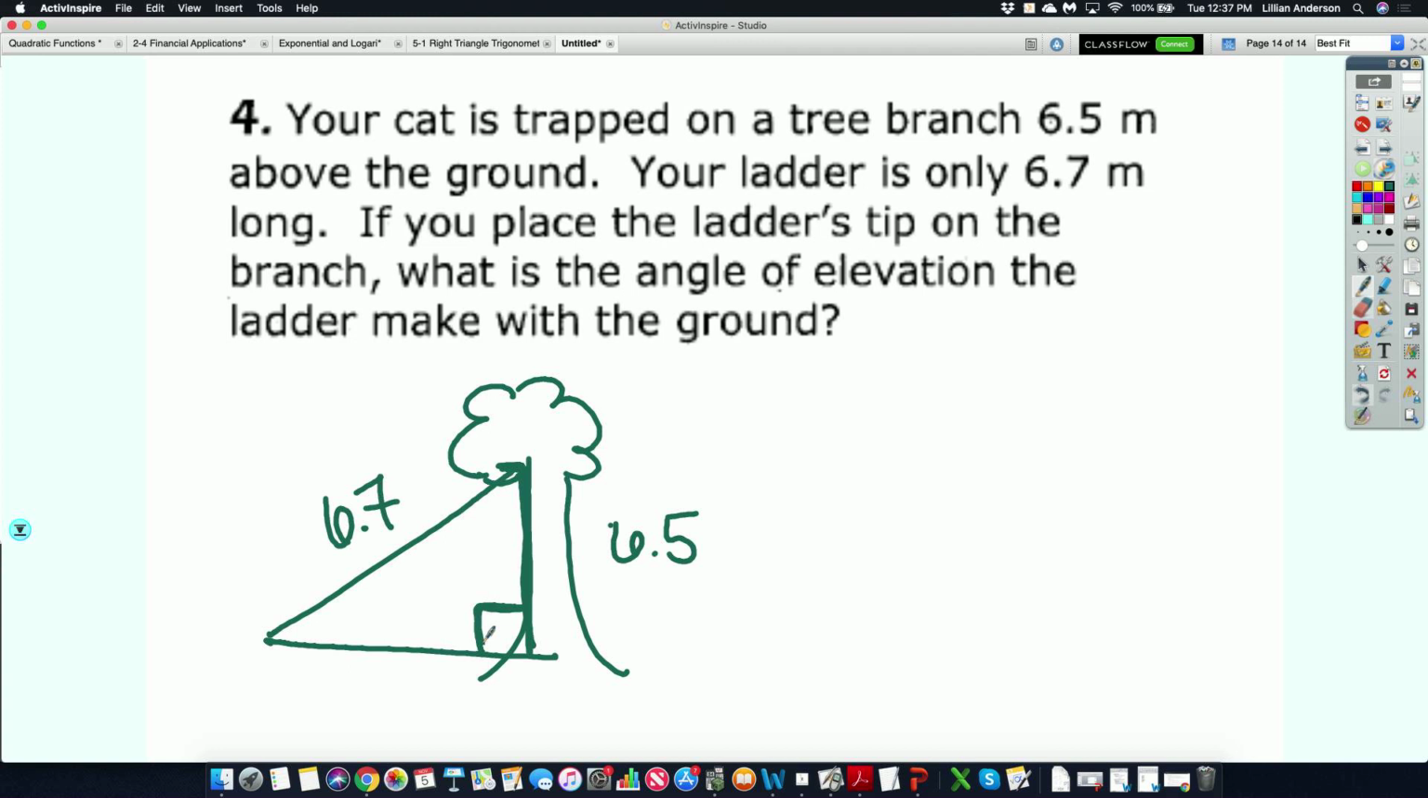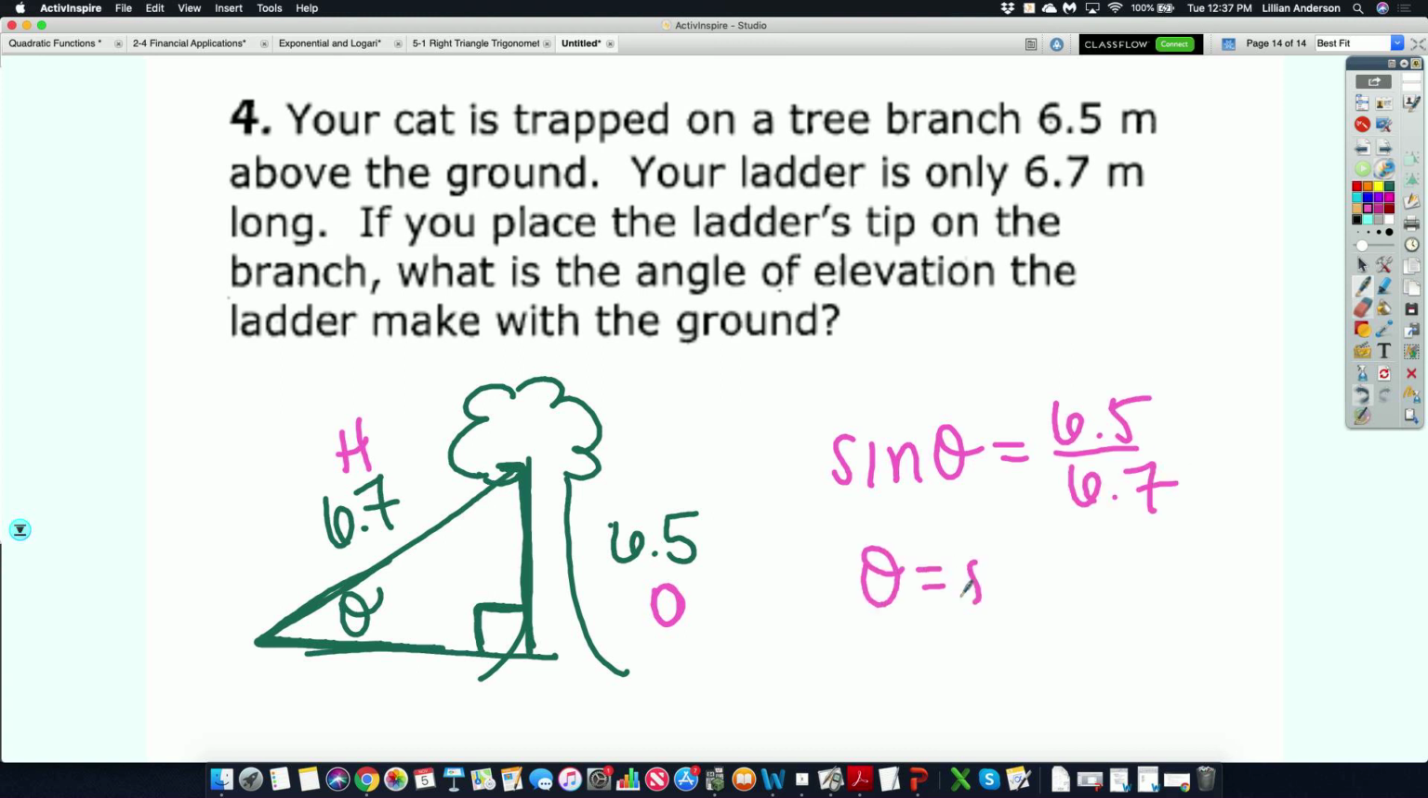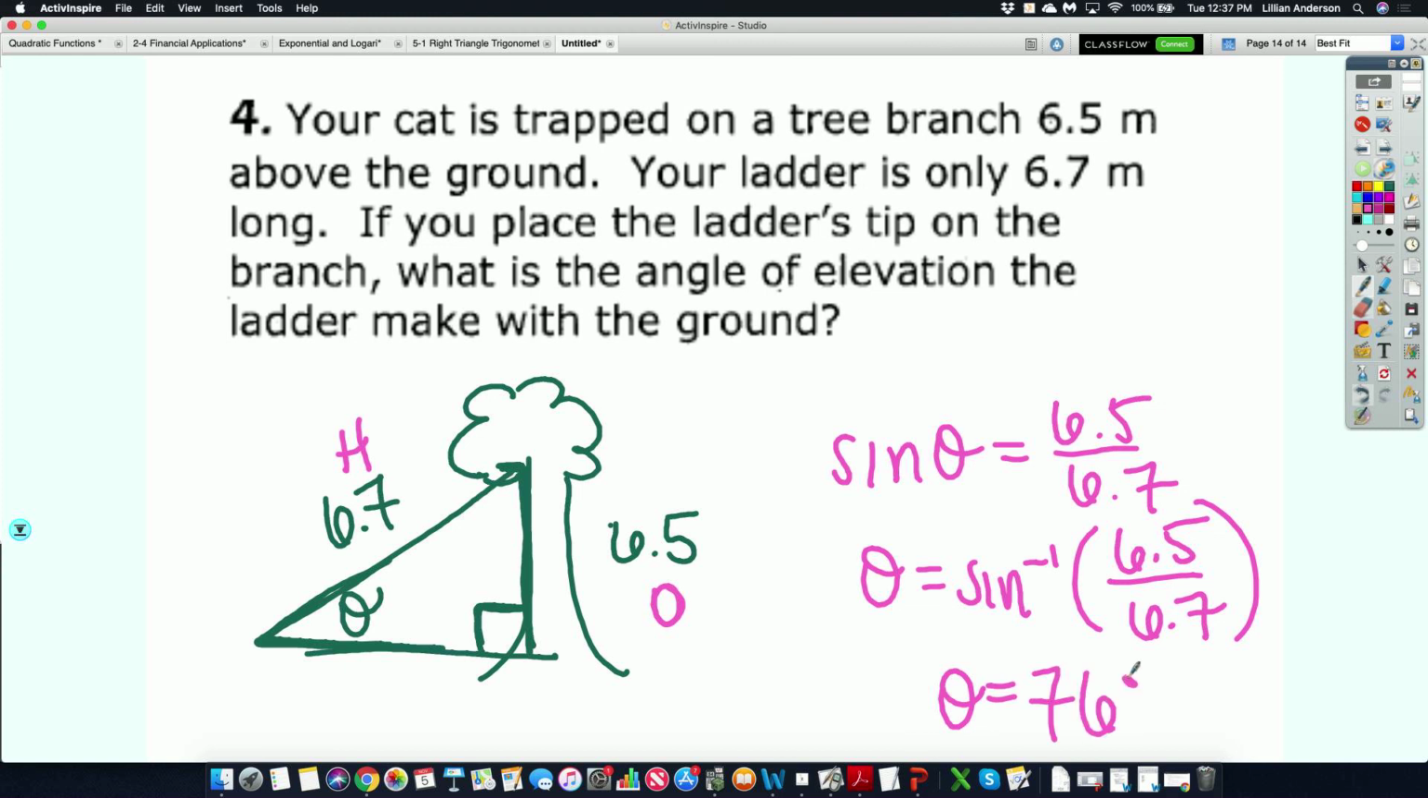Is my angle at the top or the bottom? Very good. Remember, from a horizontal line going up is angles of elevation. 6.5 is what side? And 6.7 is your hypotenuse. And which trig function are we using? Very good. Sine of theta equals 6.5 over 6.7. Because I'm looking for an angle, I do the inverse. Somebody give me this number. 76 degrees. And that is how we use SOH CAH TOA when we're dealing with right triangles. We talked about our special rights, and then, of course, your angles of elevation and depression.